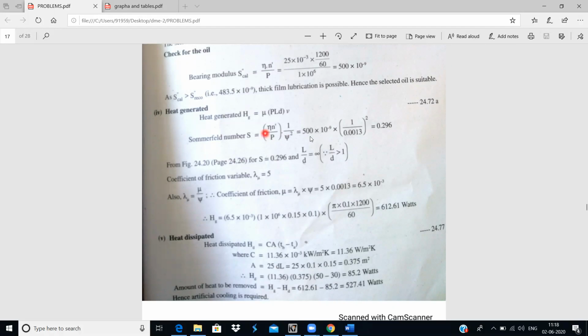Substitute eta, N dash, P and psi. We will get the Sommerfeld number equal to 0.219, and L by D is equal to infinity, since L by D is greater than 1. Now let us see the figure 24.20.